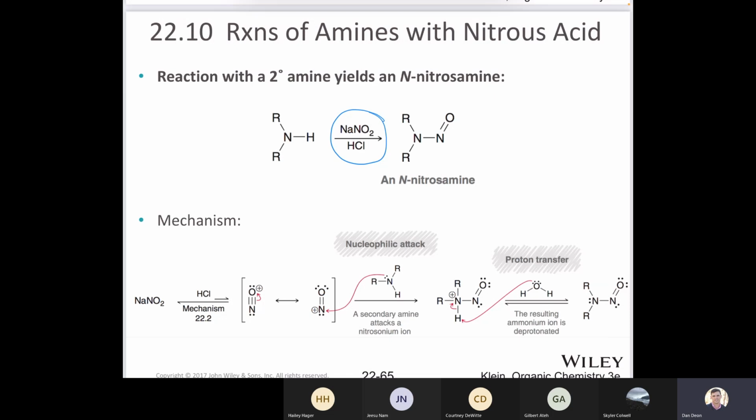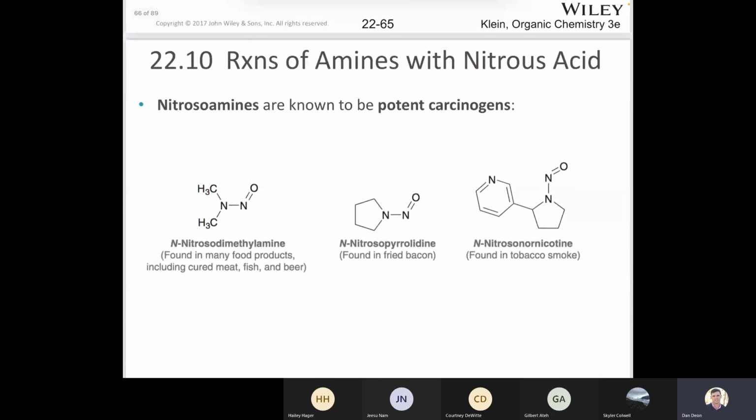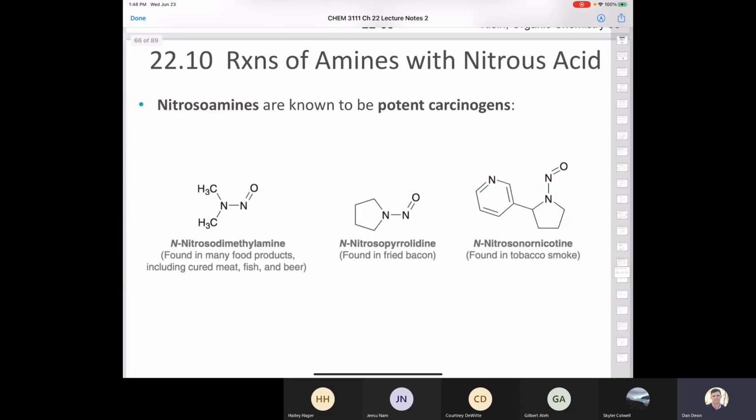is the correct term. Now, if you're wondering why I said this is kind of a useless reaction, well, there's nothing that's useless. I'm sure it has its uses in organic chemistry, but generally speaking, we don't think of nitrosamines as being good drug candidates because they're known to be potent carcinogens.